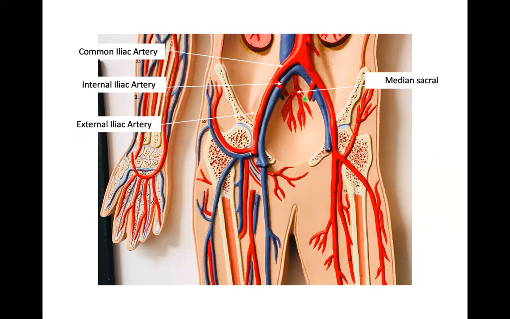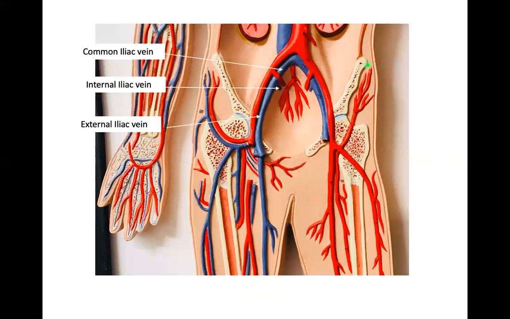We also have the main branch that runs right in the midsection, which is called the median sacral. And as the name probably implies, you should make the connection, it is going to supply the sacrum with blood supply. Now again, notice the parallel blue color blood vessels are depicting veins with the same name. So you have blood collecting from the external iliac vein and from the internal iliac vein, and when these two merge together, they form the common iliac vein, which dumps into the inferior vena cava up here.